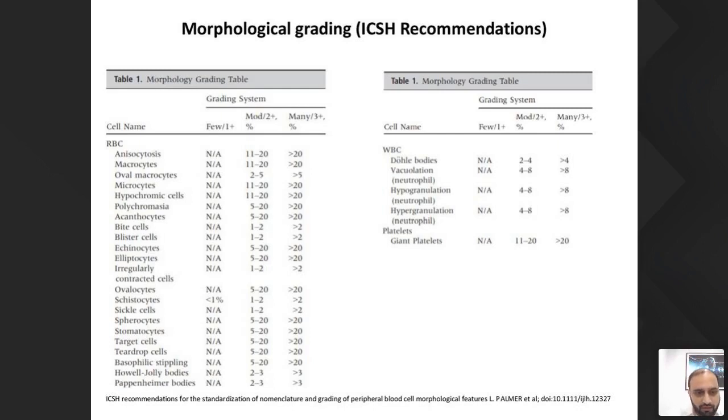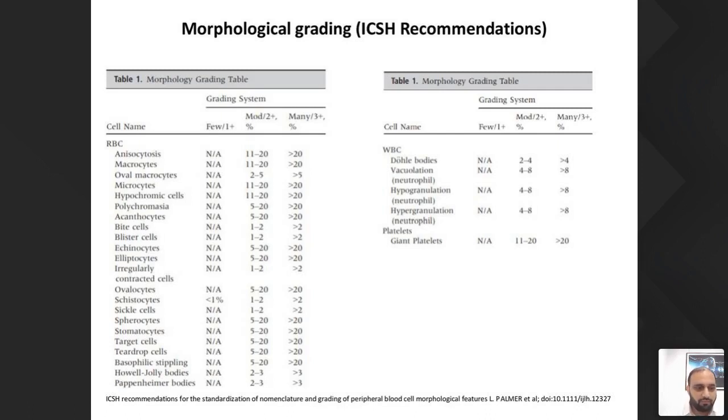Here, although the font size may be a bit low, schistocytes are one in which there is still a three-tier grading system with less than 1%, 1 to 2%, and more than 2%. So here, even a single schistocyte, if seen in the context of the clinical history, in the context of the other cells in the peripheral blood smear, is important and must be informed in the report.